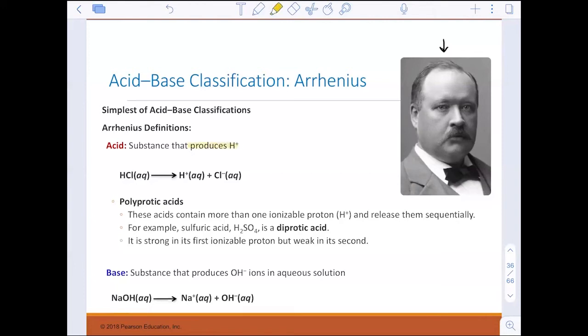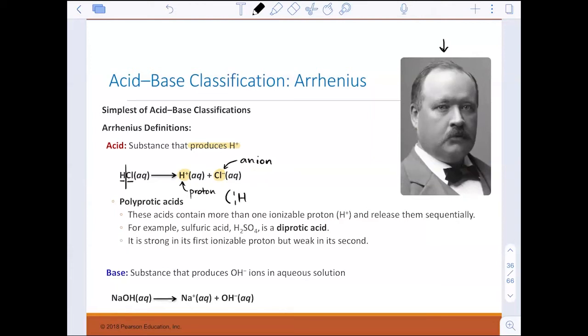Acids produce H+. And so any acid that we see should have an H and should have some sort of other nonmetal. And what those do is they separate. H becomes H+1. The other nonmetal gains a -1. So it's this separation of what we call the proton and an anion.